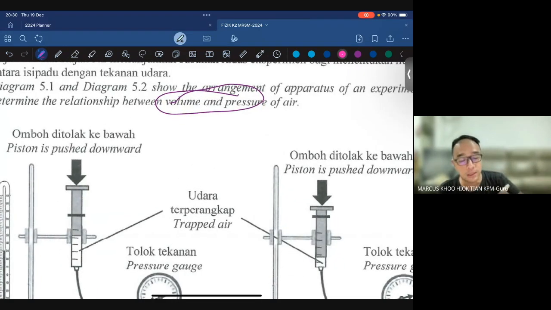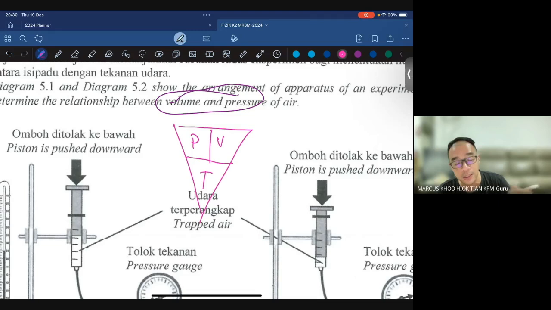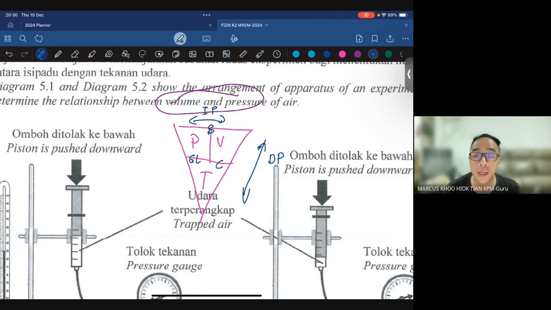But in case you're not familiar, gas law dia adalah the segitiga lah, kan? This is P, this is V, this is T. Anything in this direction is directly proportional. Anything in this direction is inversely proportional. Selain daripada itu, you should know that PV is Boyle's law, VT is Charles' law, and PT is Gay-Lussac's law. This is very, very simple.